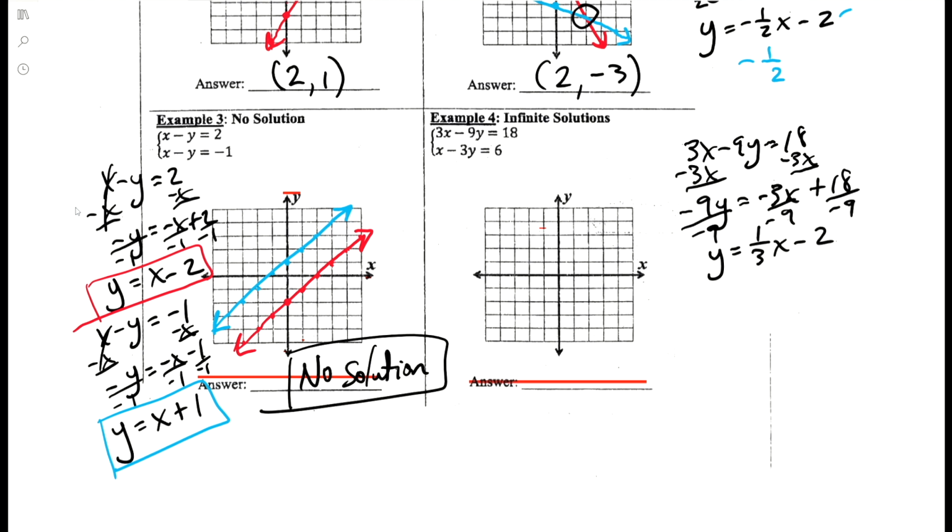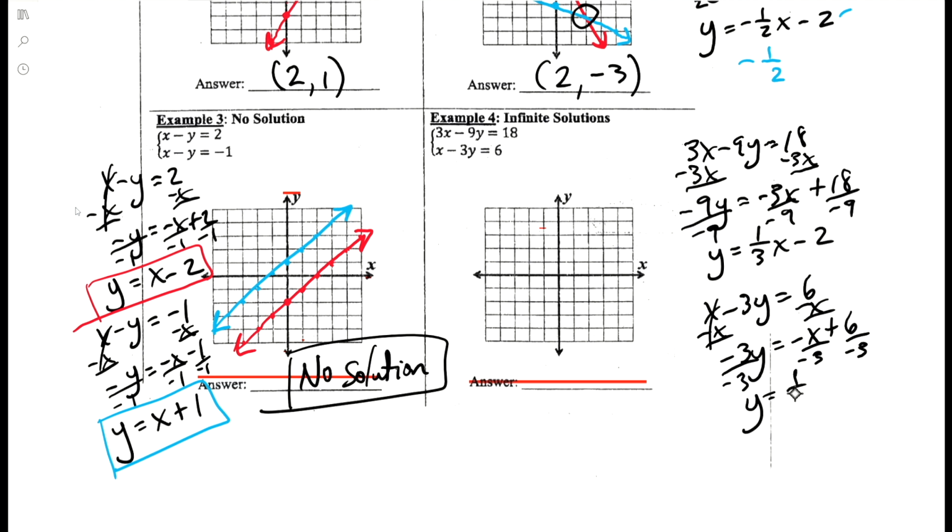There's our first line. Our second line, x minus 3y is 6. We'll take away x from both sides of the equal sign. Negative 3y equals negative x plus 6. And divide by negative 3. And so you can see we get exactly the same equation. That one is the same as that one.